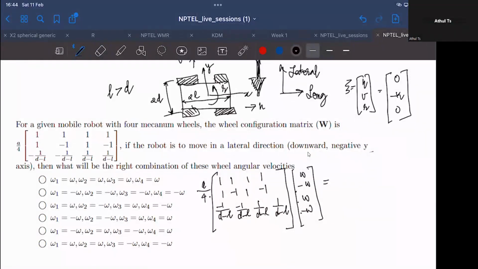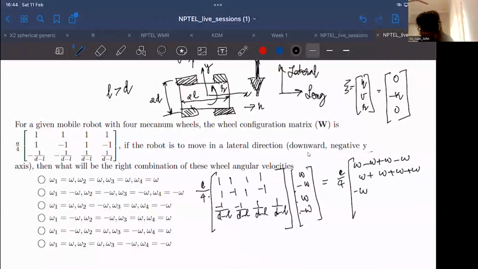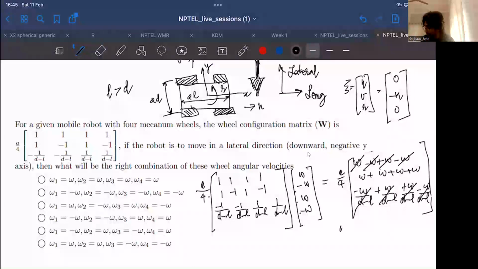So if you multiply this out, what will we get? A by 4 times omega minus omega plus omega minus omega. The second row would be omega plus omega plus omega plus omega. And the third row would be omega minus omega by d minus L plus omega by d minus L plus omega by d minus L minus omega by d minus L. Again, these would get cancelled. Plus omega minus omega plus omega minus omega, and the third row will cancel.